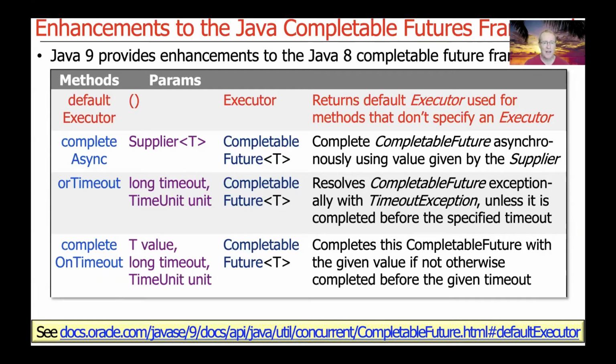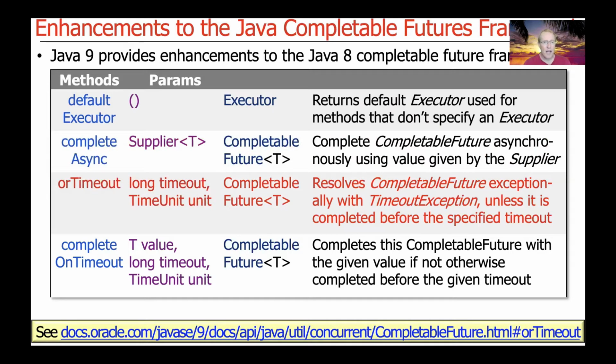So one thing that was provided was something called a default executor, which is just a factory method that will be used if you don't specify an executor. And so by default, of course, it defaults to the common fork join pool, but you can override that and get control of it through a hook method. There's also a new method called completeAsync. And this is actually very similar to the complete method that was on a completable future all along, but it allows the completable future to be completed asynchronously using a value given by some supplier that's passed as a parameter.